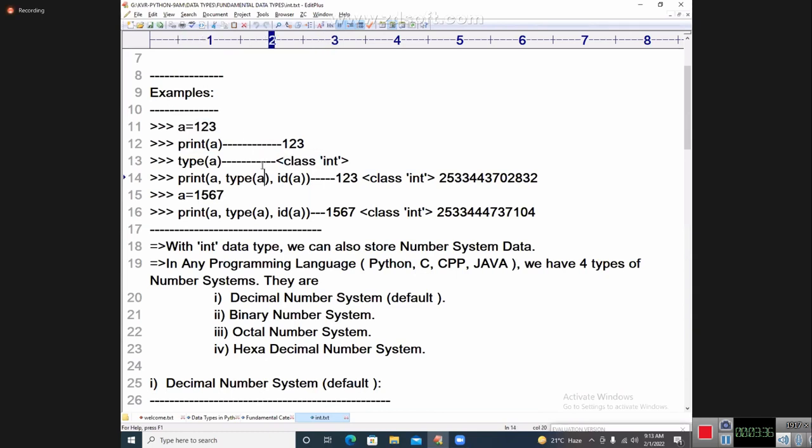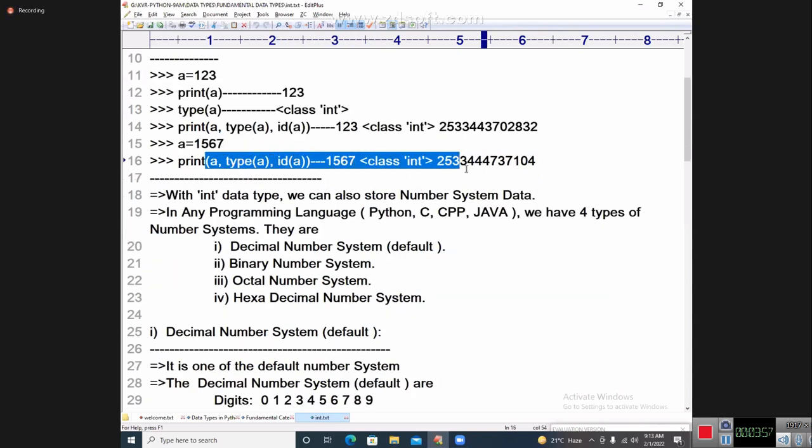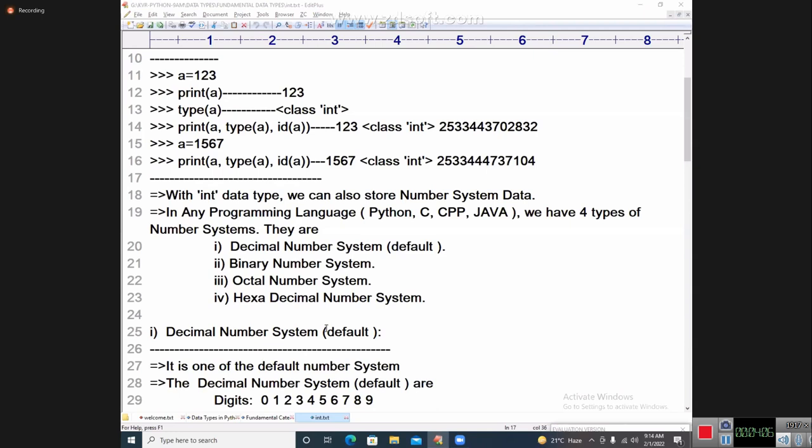In Python, all the variables are called objects. Behind the objects, we have the classes. Print A comma type of A comma ID of A gives 123, class int, and then an ID, which is the memory address. A is equal to 1567, and again A, type of A, ID of A are printed.